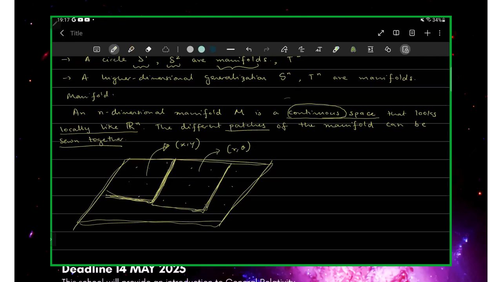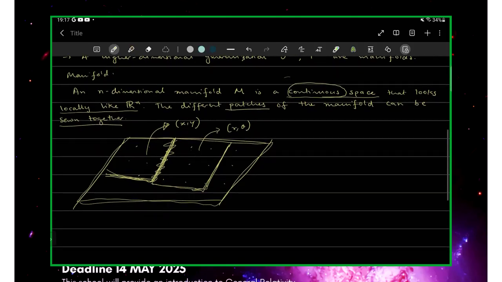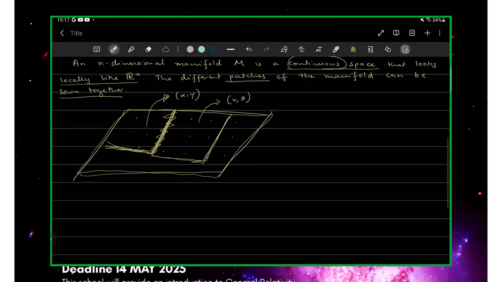And what I mean by sewn together is, since the manifold has to be continuous, that means there is no hole or discontinuity in the intersection of the patches. Okay, so this is your formal definition of a manifold. And in general, and in GR particularly, we describe this space-time that we live in using a Lorentzian manifold. So in GR, we have Lorentzian manifolds. And we will understand what that means.